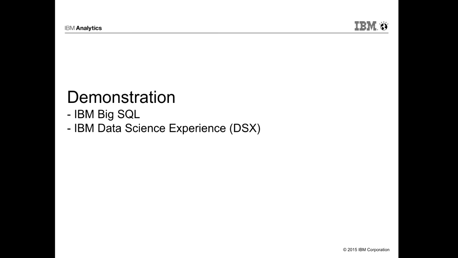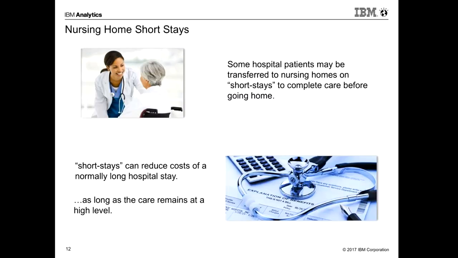And we're going to do it with some healthcare data, some open healthcare data. Specifically, we're going to do this with what we call data that involves nursing home short stays. I pulled this data off from Medicare.gov. It's open data. It's from the third quarter of 2014 through about mid-2015. And it reports on nursing home short stays.